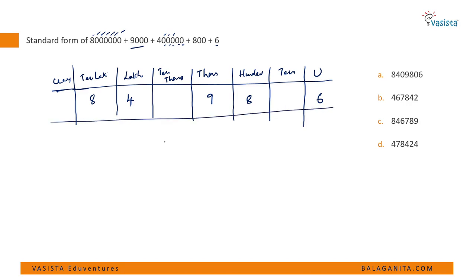So the answer will be, in the 10,000 place there is no number, so no digit is there. The answer is going to be 8409,806, which means 84,09,806. The option A is the right one here.